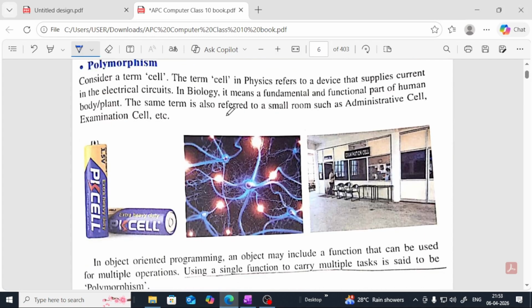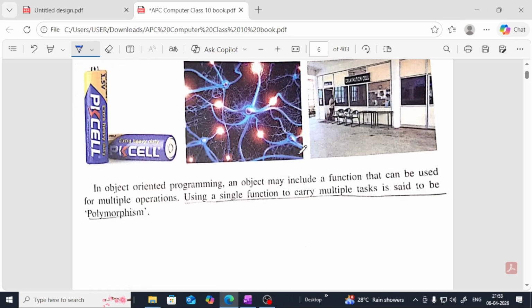And polymorphism. There are physics terms over here. Physics, I'm not reading; I'm very bad at physics. You don't have to read this. You can read it, but it is not important.